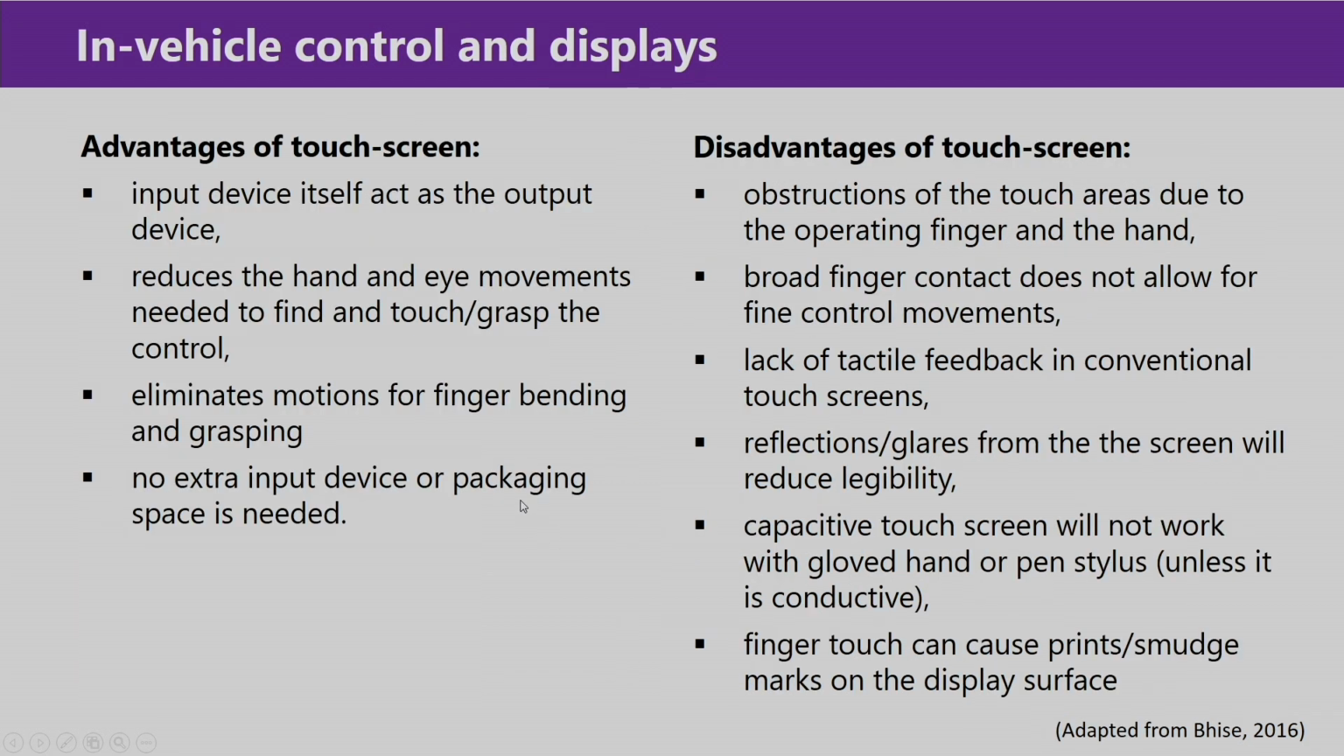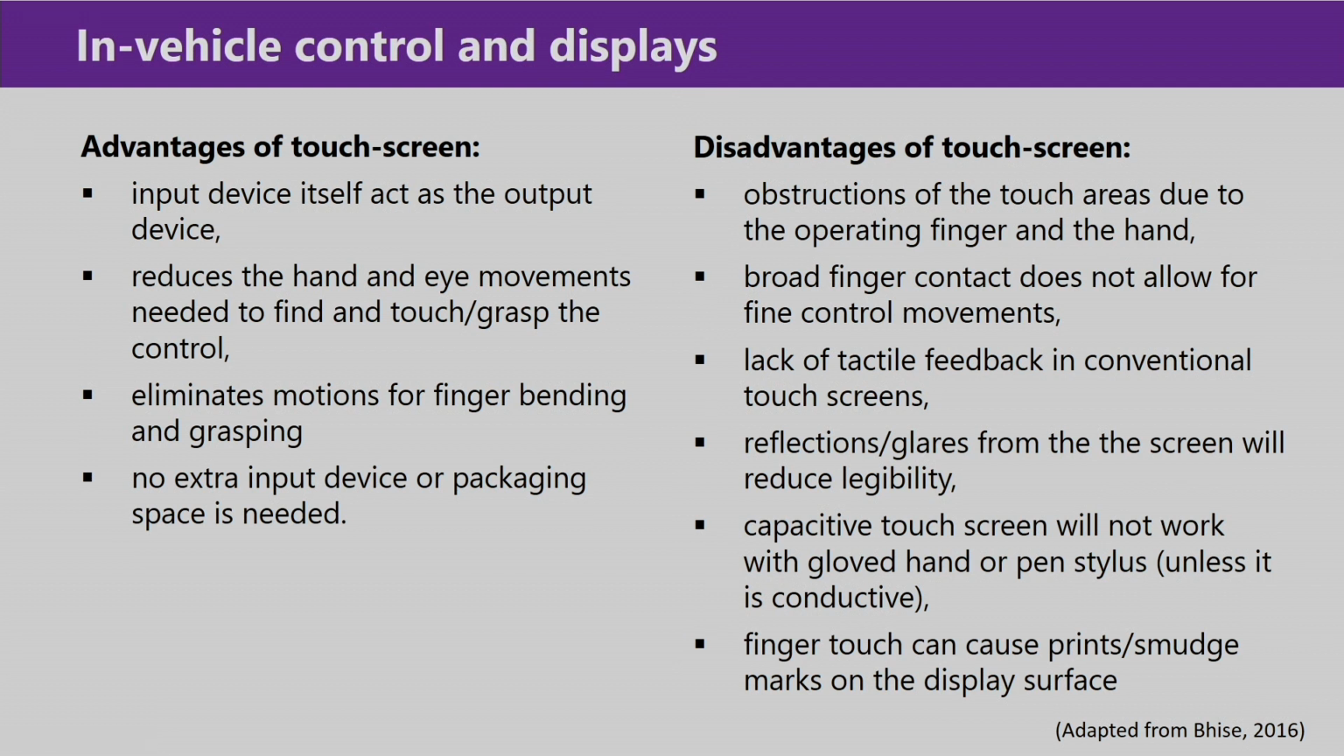Now, in case of touch screen, in the majority of advanced vehicles there is a touch screen in the central console panel, or for other displays for navigation and infotainment purposes. In that case, on one hand there are various advantages, on the other hand there are various disadvantages also. On the advantages side, first, this input device itself acts as the output device. So, there is no requirement for separate input and output devices.